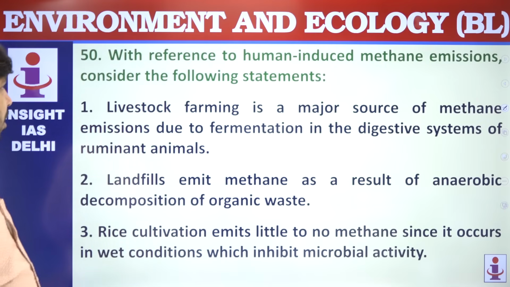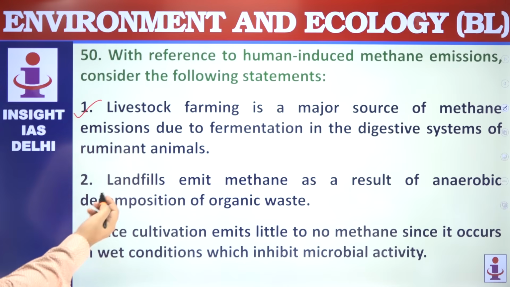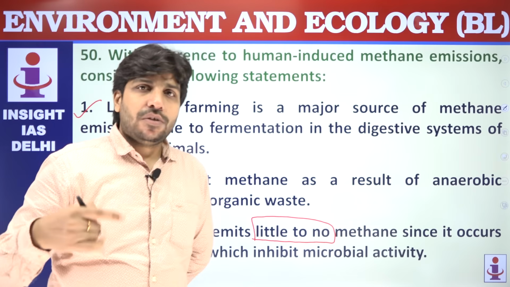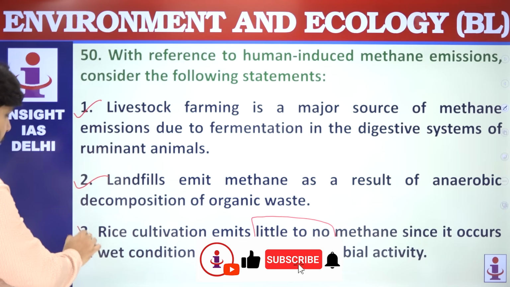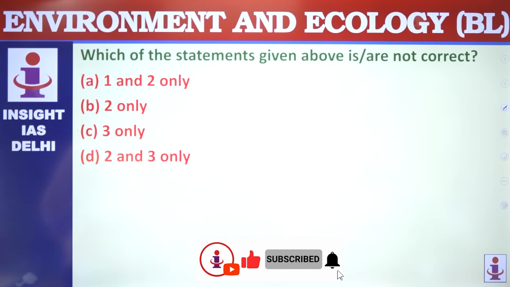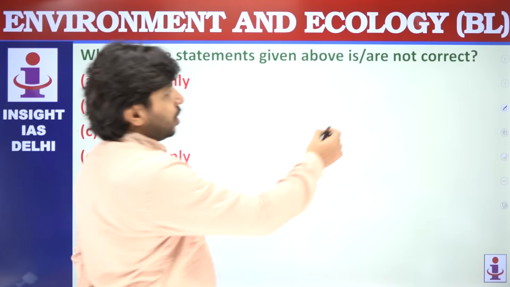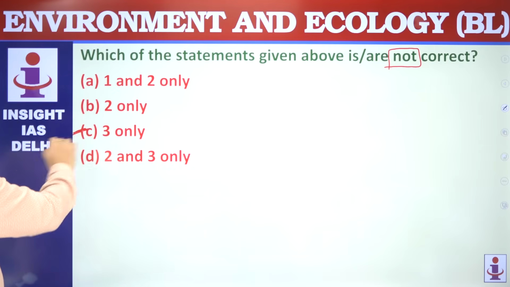Human-induced methane emissions. Livestock farming is a major source of methane emission. Yes, livestock farming is a major source. Landfills emit methane. Yes. Rice cultivation emits little or no methane. You should read each and every statement very carefully. Rice cultivation emits little or no methane. That makes this statement not correct. 1 and 2 are correct. Question is asking about not correct. So option C, 3 only is your answer.